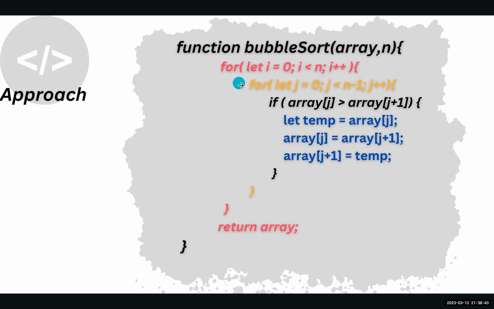We have another loop inside that, which is helping us to swap the elements if the element where we are currently and the element next to it have a difference in value. If array of j, the current value, is greater than its next value, we need to swap them. So we are using some logic here to swap them among themselves. And at the last, we are going to return the same array that has been through the swapping process.